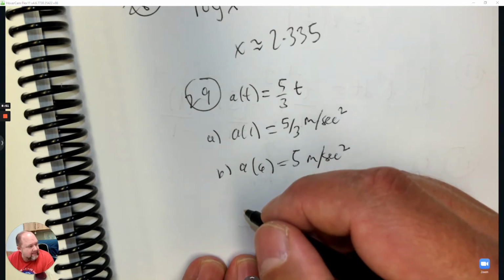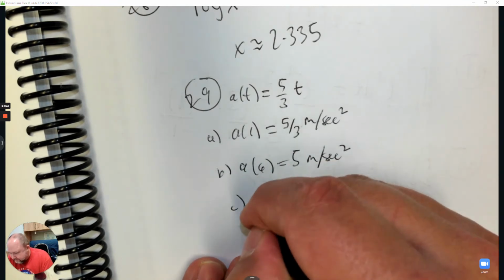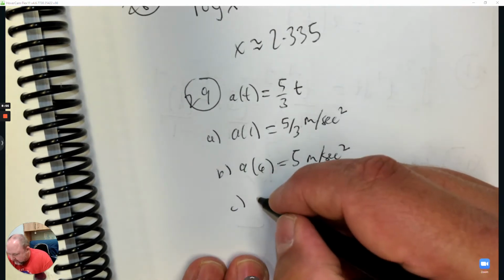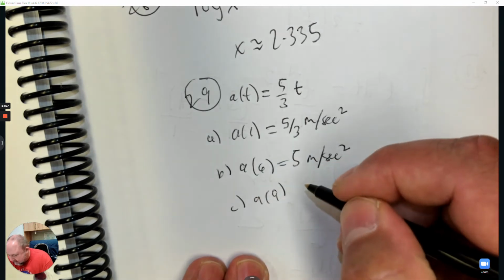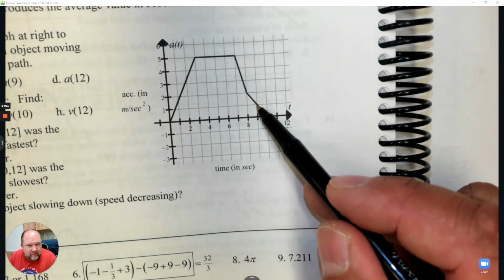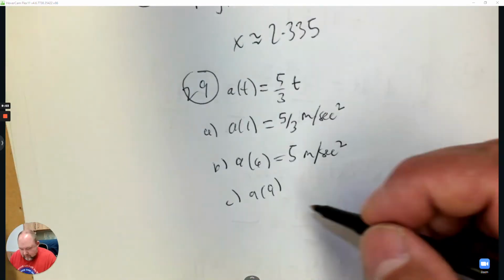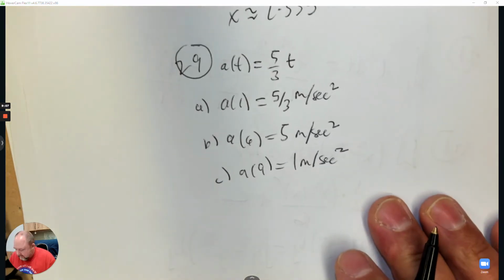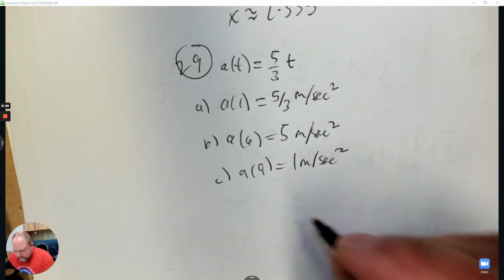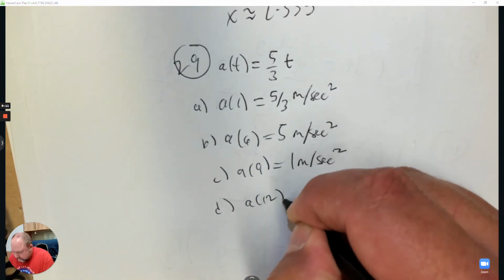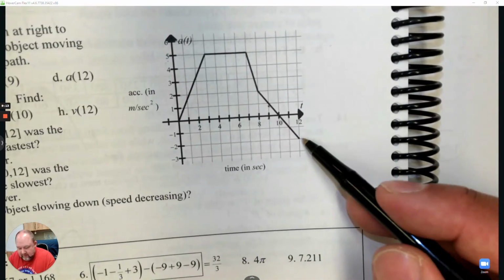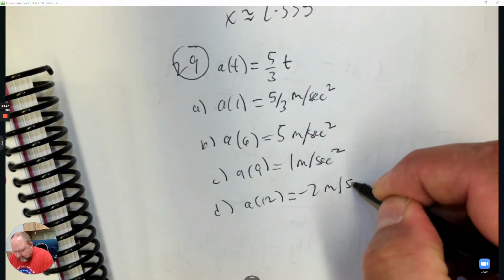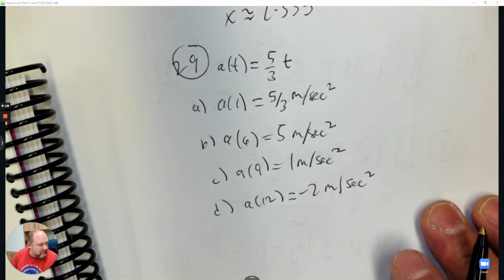For C, what's the acceleration at 9? That again is in the middle, but I think I can find it exactly. So at 9, it looked right there, it's 1 meter per second squared. And then D, the acceleration at 12, that's at the end here, it's -2 meters per second squared. Just looking off the graph, pretty simple.